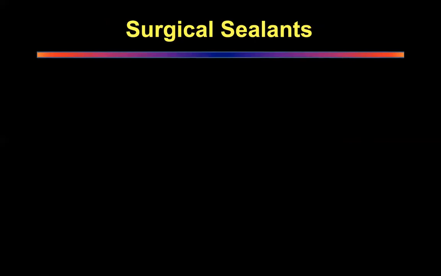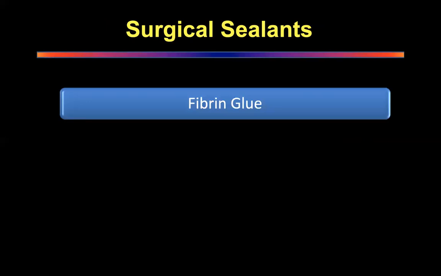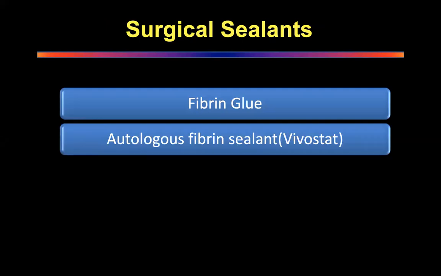On table, you do have the option of using surgical sealants. There are a lot of sealants in the market, and I'll just enumerate the few that are commonly used, okay? So fibrin glue is available, and you can use that as a tool for spraying the area.